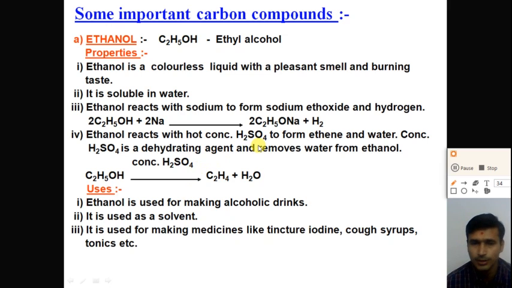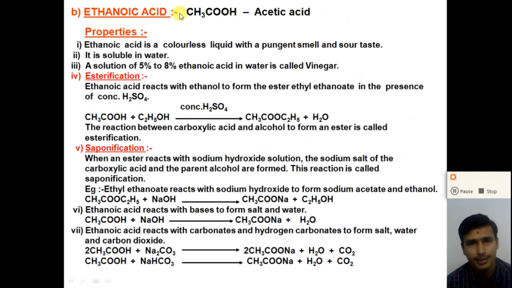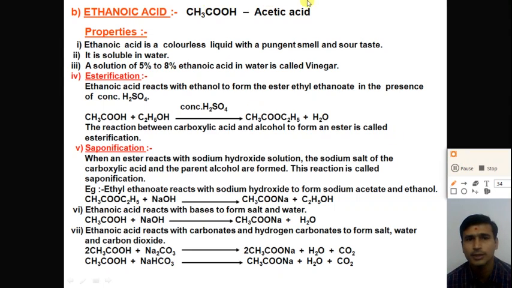So understand, dear students, the molecular formula of ethanol, and the other name of ethanol is ethyl alcohol. Structural formula, properties, and uses. This point is very important for the examination also, right? The next important carbon compound is ethanoic acid. Let us see the properties of ethanoic acid, the structural formula of ethanoic acid, and the uses of ethanoic acid.